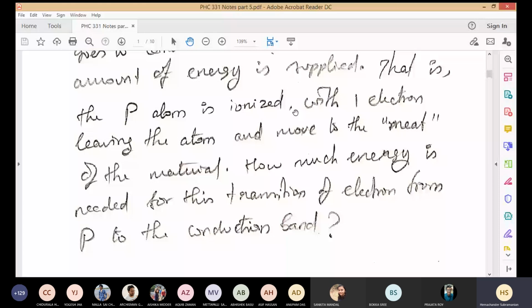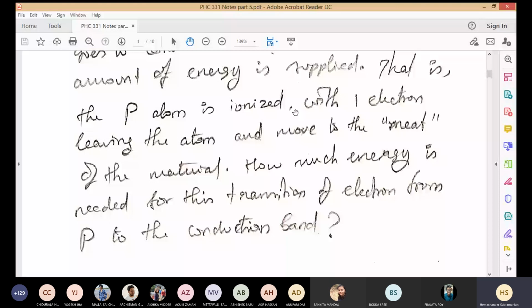Right? So in this case, because the phosphorus atom is embedded in a material, the electrostatic attraction between the positive phosphorus nucleus and the electron is reduced substantially, right? So there's not going to be much electrostatic attraction between the positively charged impurity and the electron. So you can easily extract the electron, or rather release the electron from the influence of the phosphorus atom. So the energy for that is about the order of milli-electron volt.